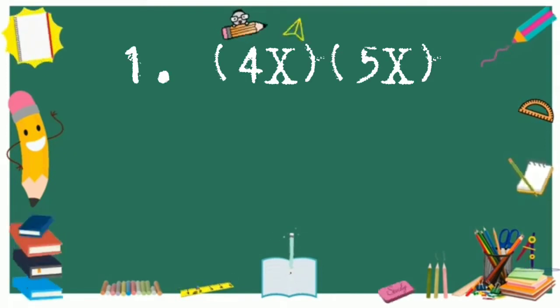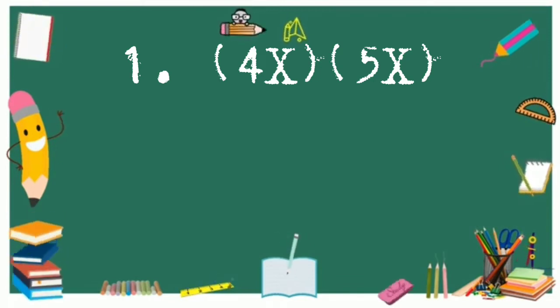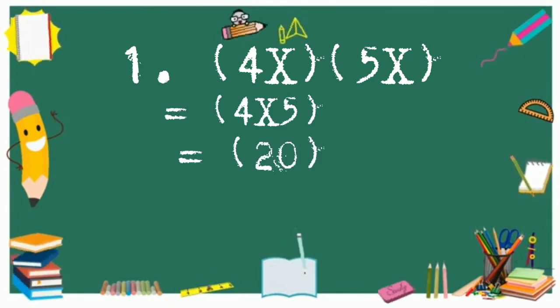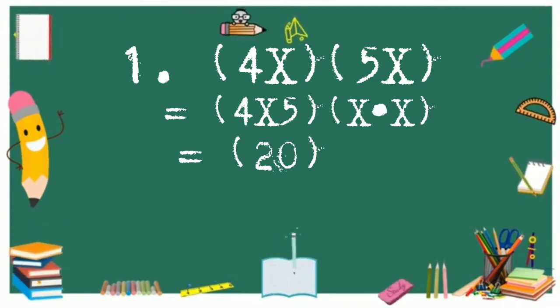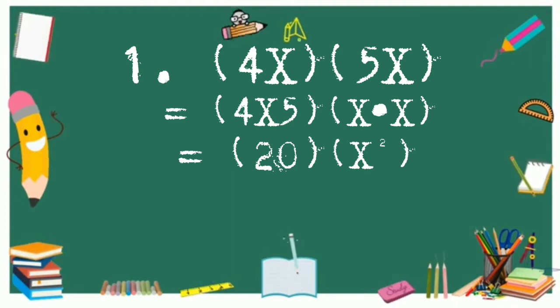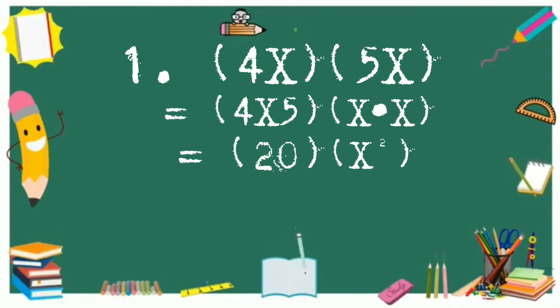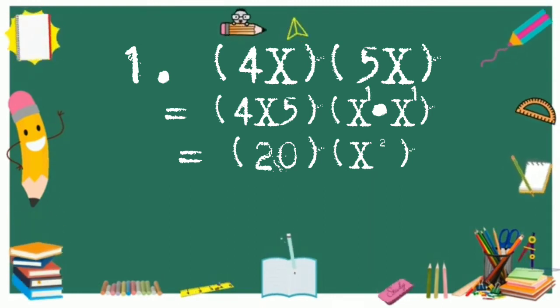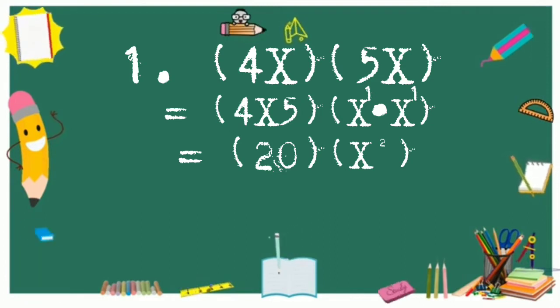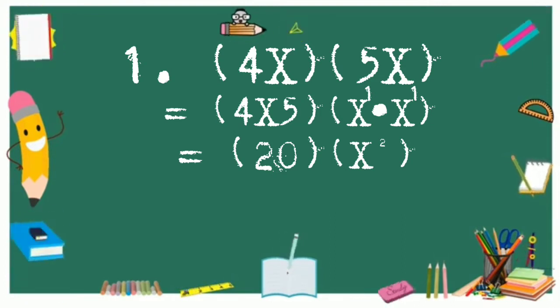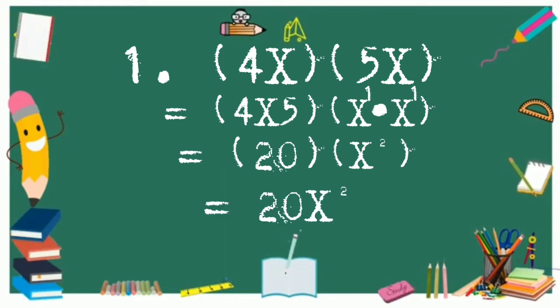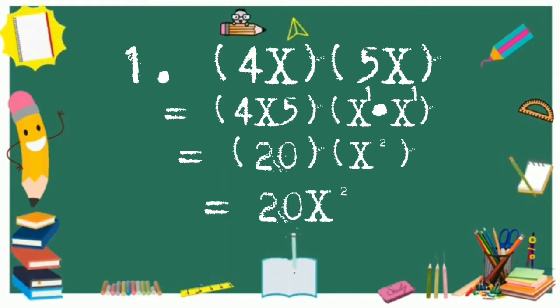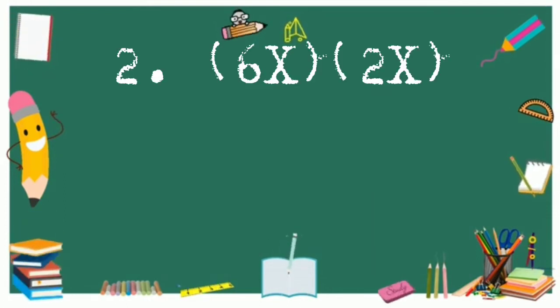4x multiplied by 5x. We have here 4 times 5 is equal to 20, and x times x is equal to x squared. Why x squared? Because it has an invisible 1 exponent at the top of every x. Alright, 20 multiplied by x squared is 20x squared.